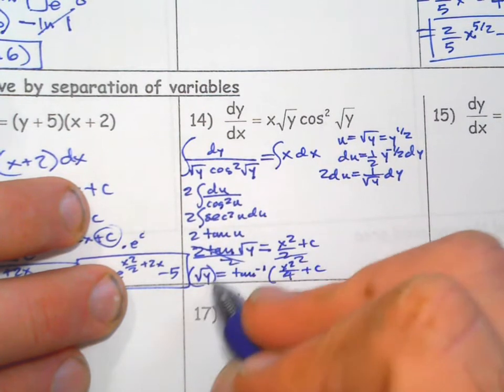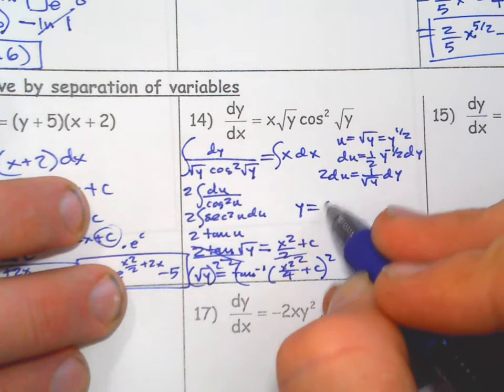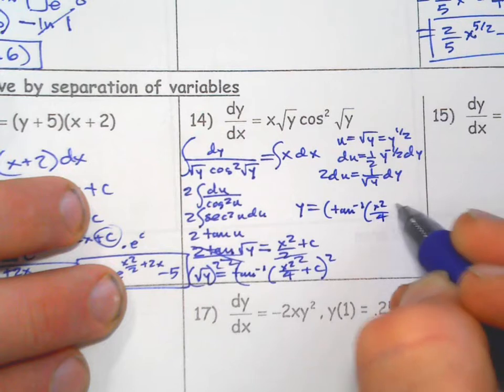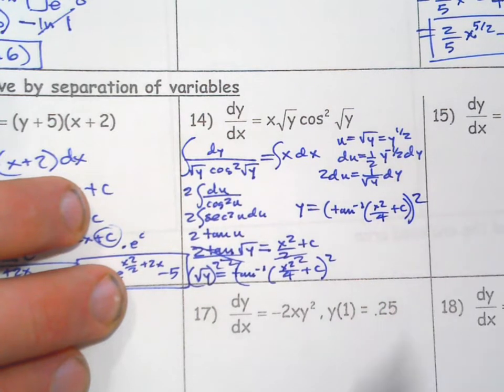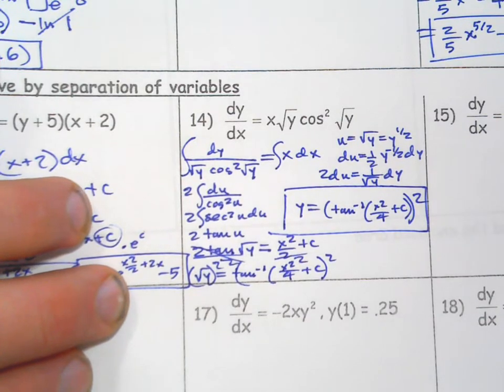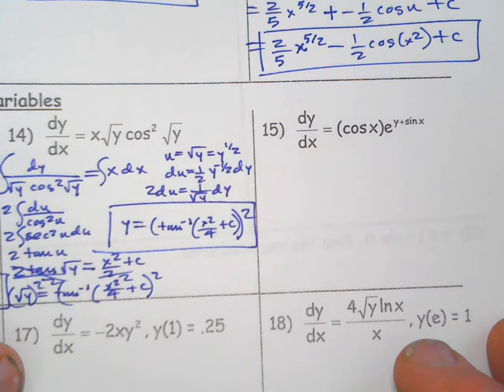And then we're going to square both sides. So y equals inverse tangent of x squared over 4 plus c, all squared. Oh, that's fun. Okay, next one. We got to get the y's and the x's separate.